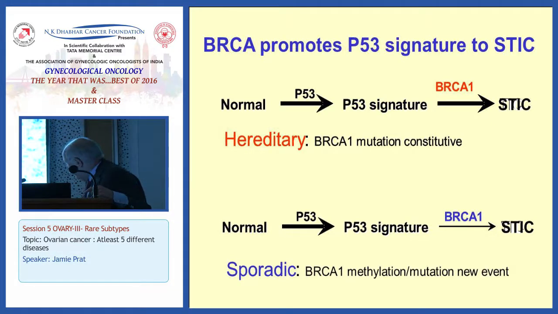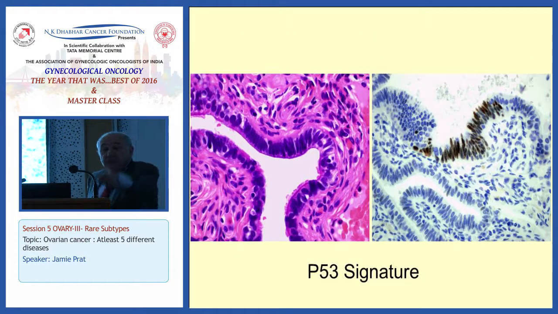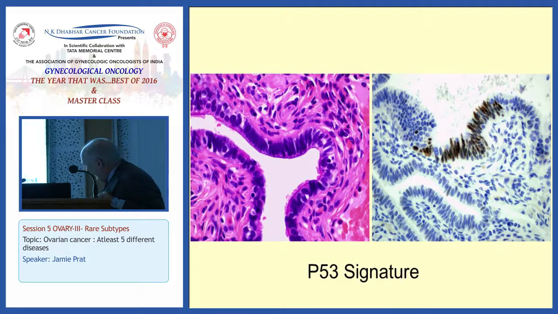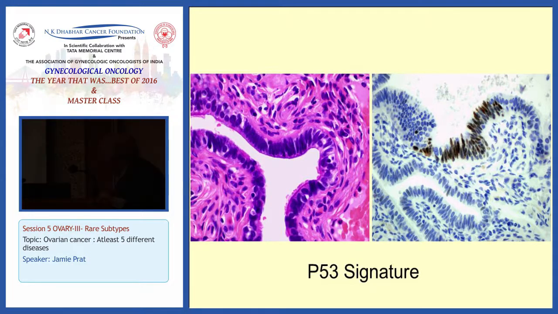You find this lesion, you see, this P53 signature. If BRCA was first, you would find this lesion more commonly in the BRCA, but it's not. It's 50-50. 50 BRCA, 50 non-BRCA. So, I don't know. Okay, well, I'm touching it the wrong way. Again.